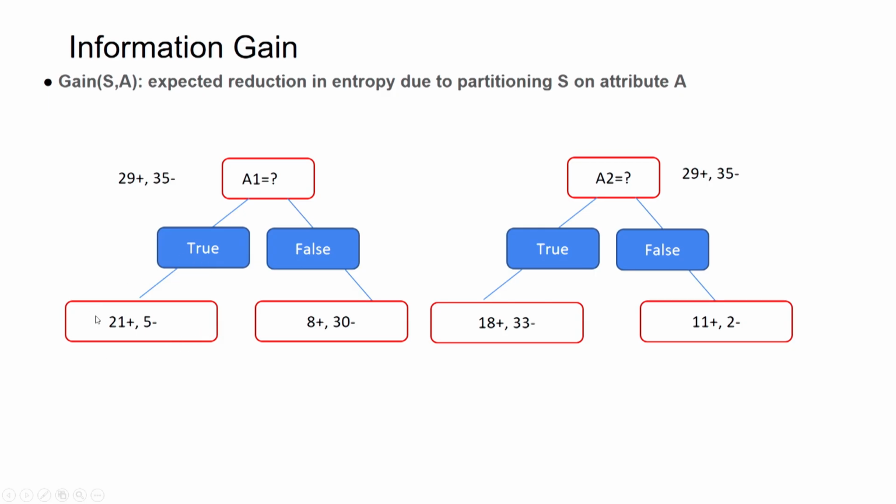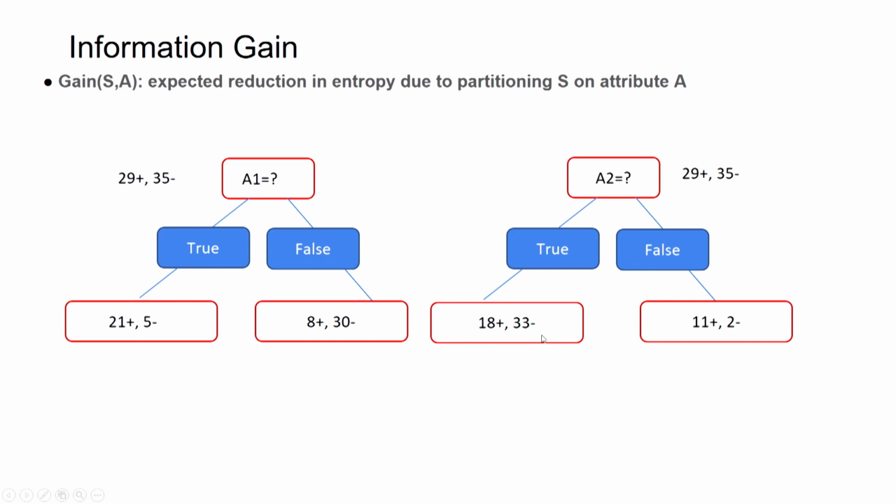you are getting a sub node where 21 are positive instances and 5 are negative instances. All these instances will have the true value in the A1 attribute. In the same way, in the other node there are 8 positive instances and 30 negative instances, and all these instances will have the false value in the attribute A1. In the same way, when we used A2 for splitting this node, we got suppose these two sub nodes.